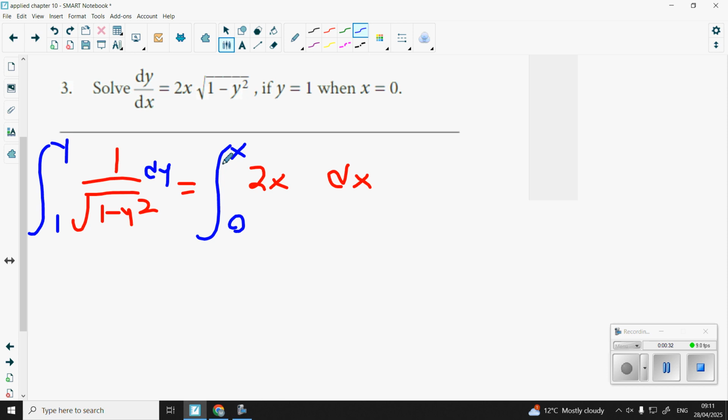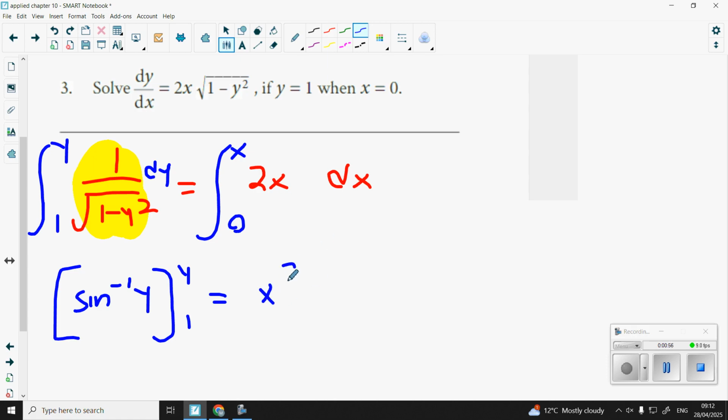Now, what do you reckon the derivative of the yellow one is? We sort of did it earlier today. Sine inverse y? Yeah, sine inverse y, and that's from y to 1. And then integrate that. Would you all agree with x squared? Because when we differentiate x squared it turns back into 2x, and that's from x to 0.